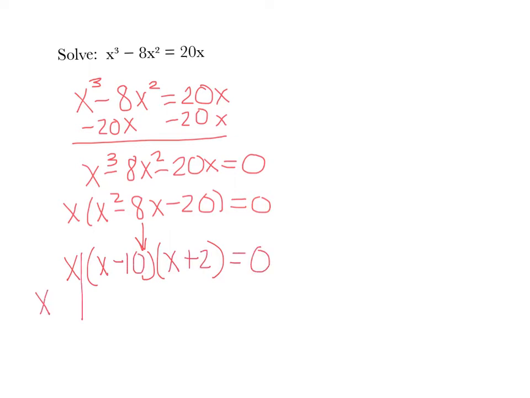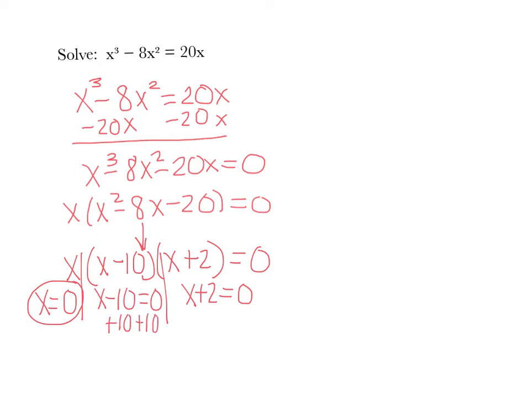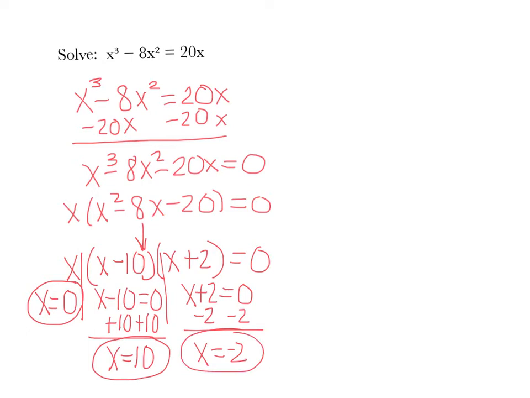Each factor is set equal to 0. X equals 0 is one answer. Add 10 to each side. X equals 10 is another answer. Subtract 2 from each side. And x equals negative 2 is our third answer. When we write our final answers, we write them numerically, starting with the lowest number.